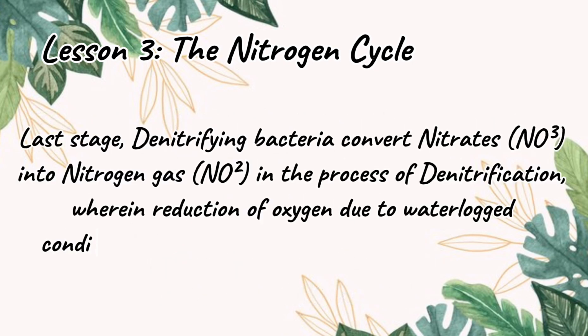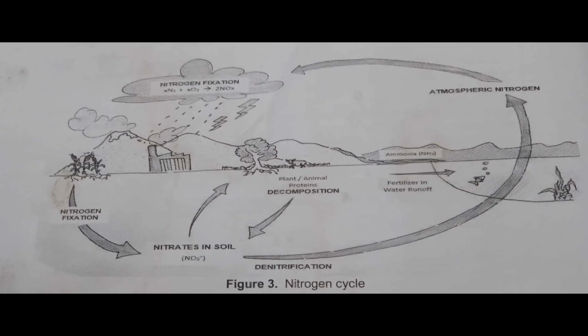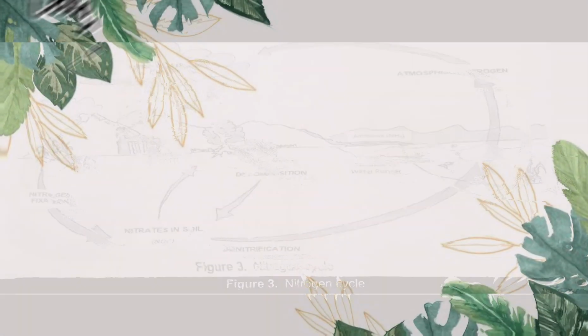Last stage: denitrifying bacteria convert nitrates into nitrogen gas in the process of denitrification, in the absence of oxygen due to waterlogged conditions of the soil. Nitrogen gas will be released into the atmosphere and the cycle begins again. Look at the illustration on the screen.